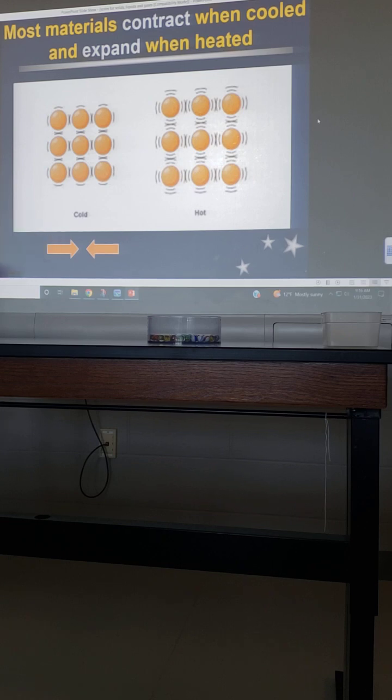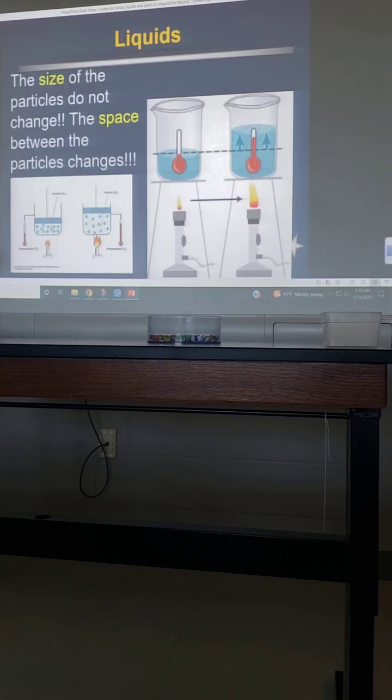Okay, come together, push apart for the expand. You guys with me so far? Okay. Solids are going to do this, liquids are going to do this, and again, it's the size of the particle that stays the same, it's just the space between them.